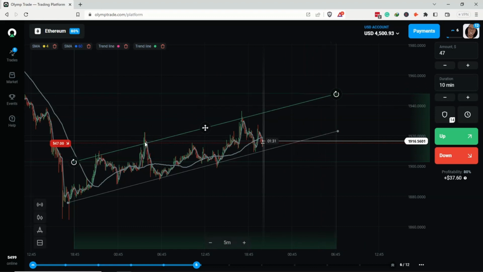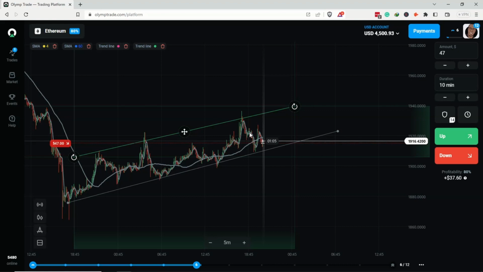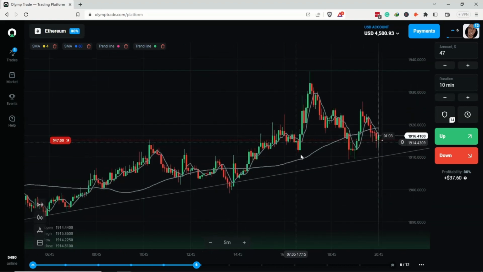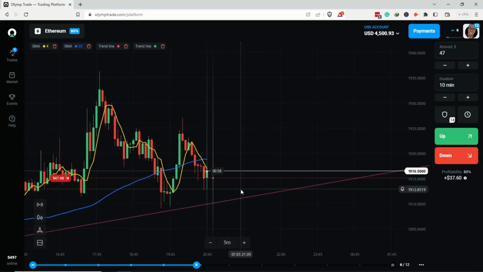For it to qualify as either resistance or support, it has to have at least three touch points. As you can see, this is 1, 2, 3. If there are only 2, it's not really confirmed. That's what I always do. This one here has 1, 2, 3, 4. That's a trend line. What this tells me is that every time the price approaches this line, I expect it to bounce back.